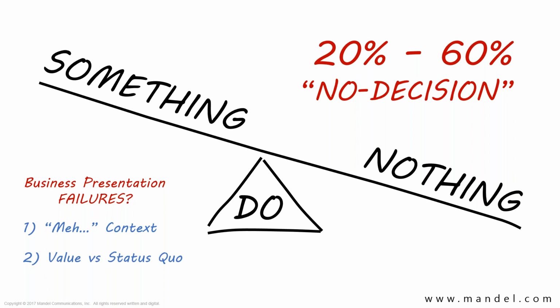Secondly, oftentimes there's not enough value communicated about whatever change we're suggesting to really make it worth changing the status quo. So we have a context issue and a value issue.